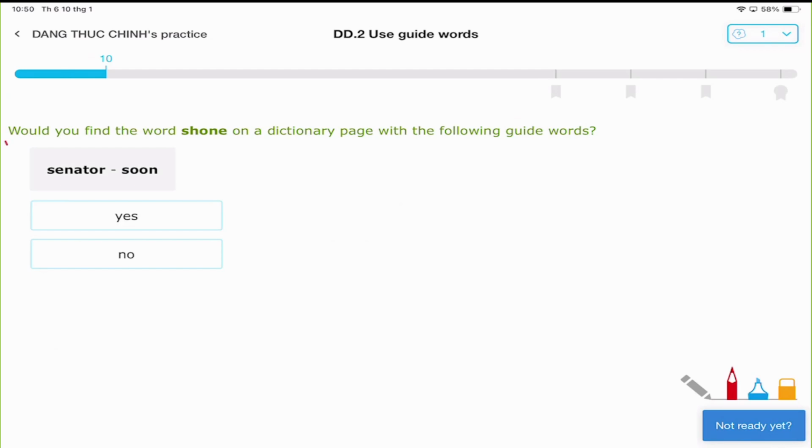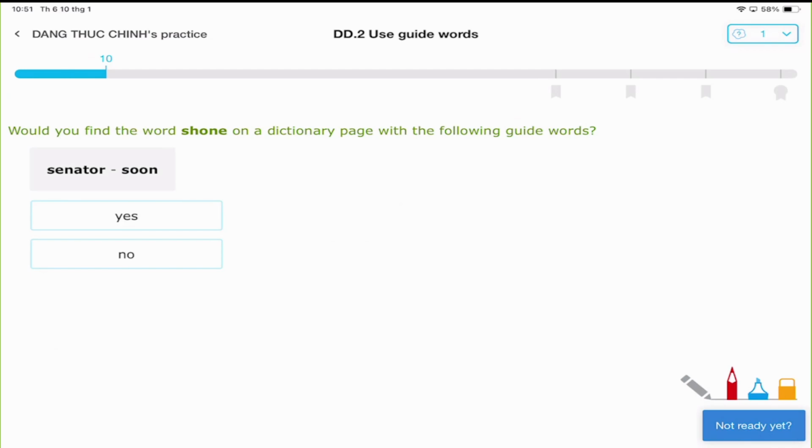Would you find the word shown on a dictionary page with the following guide words? Senator and soon. We'll do the same thing. Senator, soon, and shown all three of them have S as the first letter, so don't look at that. Look at the second letters. The second letters are E, O, and H. Now we can look at that.